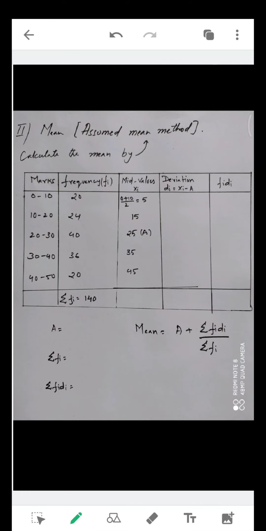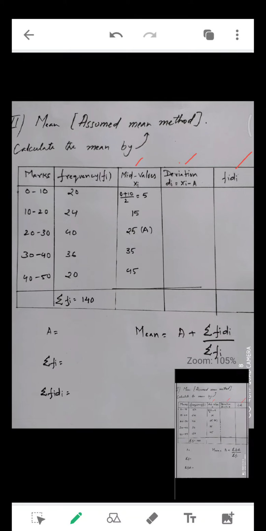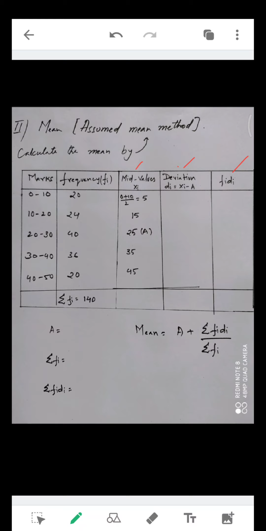Now in the previous method, the direct method, we had 4 columns. Here we have 5 columns, so we need to make 3 more extra columns. The third column is of mid values. Again, like the previous question, we do this in the direct method also. So we'll find the mid values. You know very well what is meant by mid value.